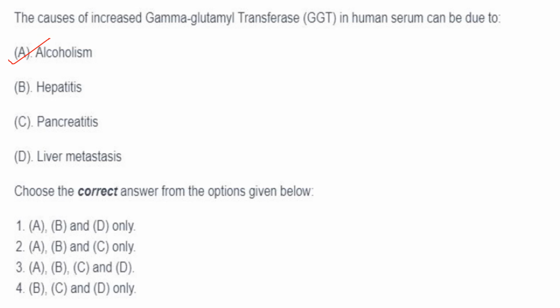And liver metastasis, that is in liver cancer. Metastasis is a characteristic property of cancer cells. So liver metastasis is cancer, so it can cause increase in GGT level. So A, B, C, D is the answer.